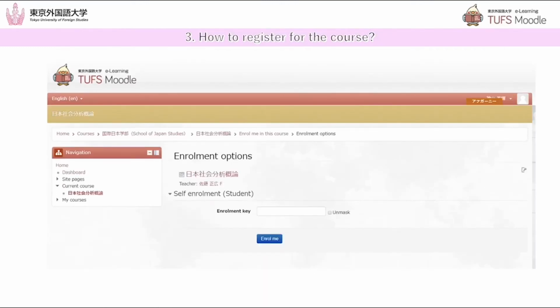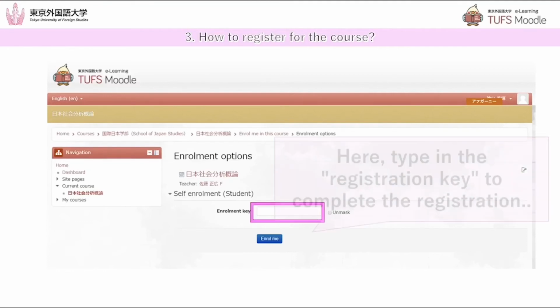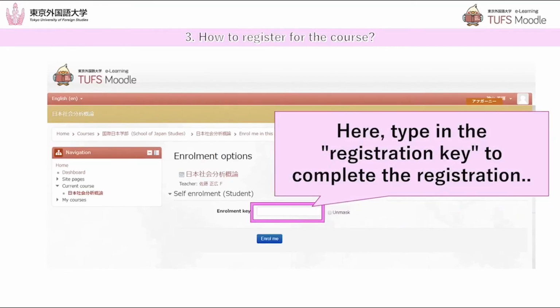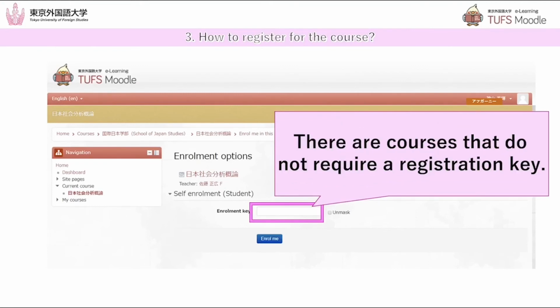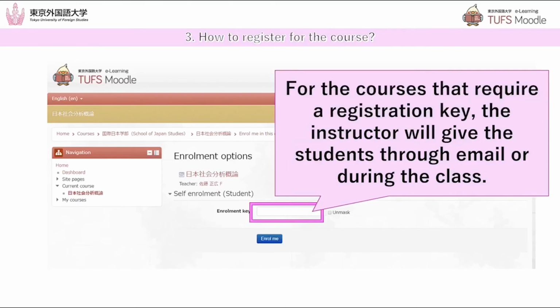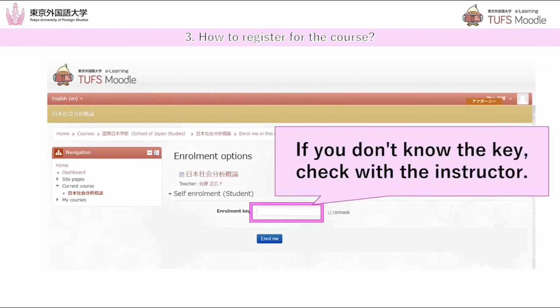A course for which the registration is not yet completed looks like this. Here, type in the registration key to complete the registration. There are courses that do not require a registration key. For the courses that require a registration key, the instructor will give it to the students through email or during the classes. If you do not know the key, check with the instructor.